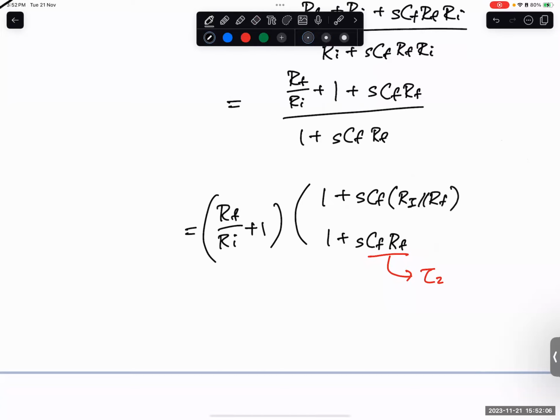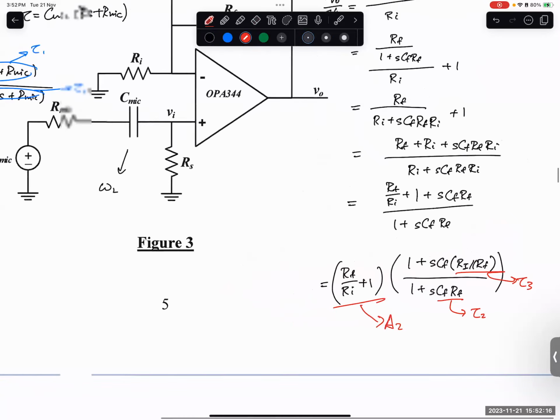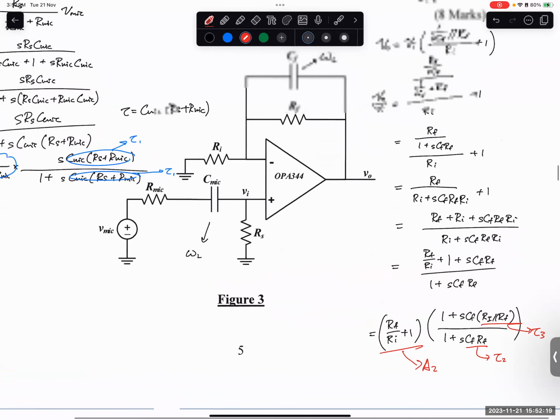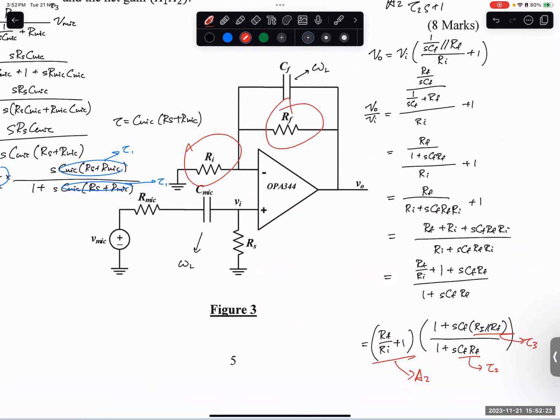I think this must be correct because we get a very nice result. Because RI and RF are in parallel. Wow. These two in parallel contribute to the upper frequency. I still don't get it.